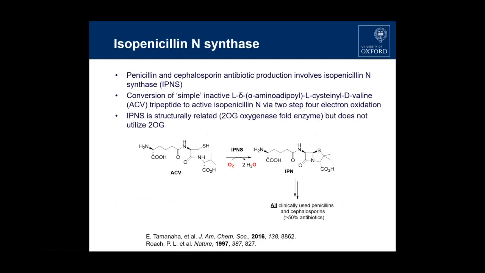I'm focusing now on a member of this 2OG oxygenase fold family, which is called isopenicillin N synthase. And isopenicillin N synthase is catalyzing this reaction, and uniquely, it's not using 2-oxoglutarate, but just oxygen, and using the full potential of oxygen to oxidize to this really constrained ring system. So first forming the beta-lactam ring here, and then the thiazolidine ring afterwards.